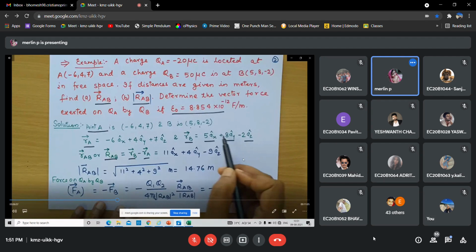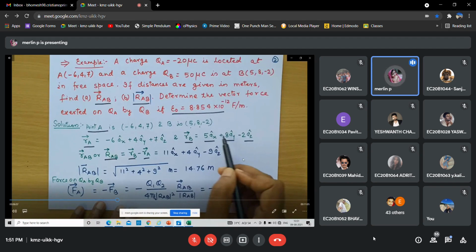Okay, then they have used similarly the same formula: minus of Q1 Q2 divided by 4 pi epsilon and Q2. Here we have calculated RA, RB. For that you have to use this. What we have calculated, you only have to substitute here. So RAB square, that is the distance square.